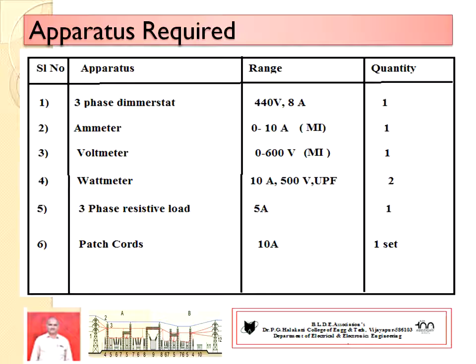Wattmeter, that is unity power factor type (UPF), with range 10 ampere, 500 volts. We require 2 wattmeters. A 3-phase resistive load, which may be star connected or delta connected, we have to make the connection. Totally, you can call it a 3-phase resistive load operating at 5 ampere. One is required. Connecting wires or patch cords, of rating 10 ampere, one set is required.